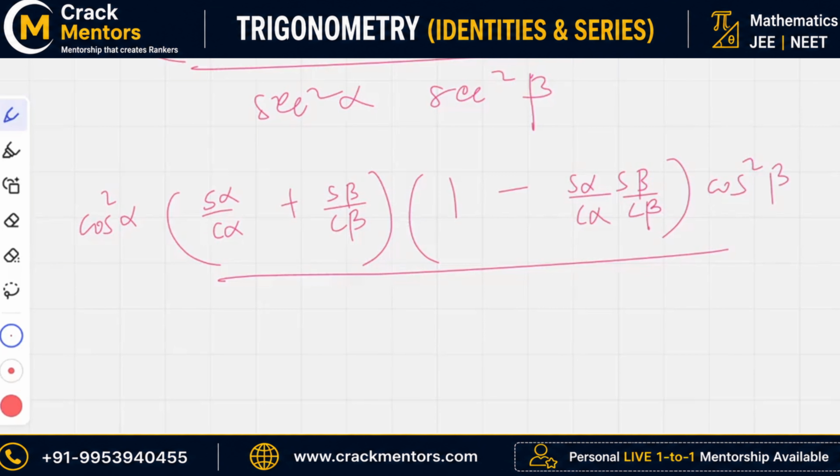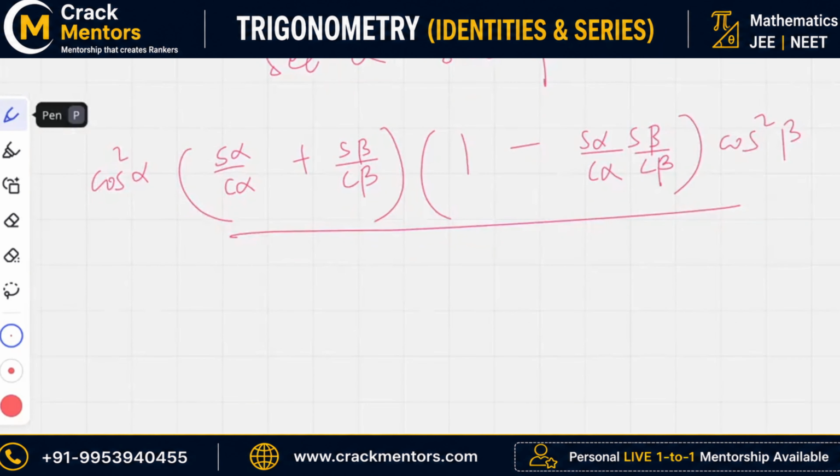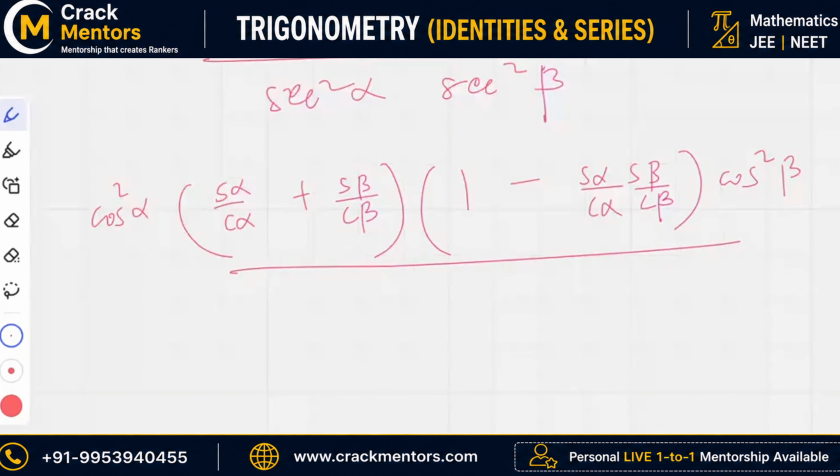Is it 1/2 sine of (2 alpha plus 2 beta)? Yes, correct. So after that you can find the range of it, right? What's the range of that? Minus 1/2 to 1/2. Correct. Because sine of anything is between minus 1 and 1, and then 1/2 multiple.